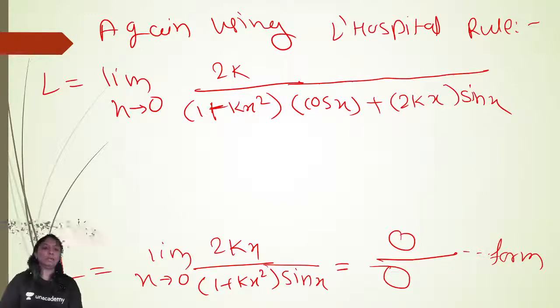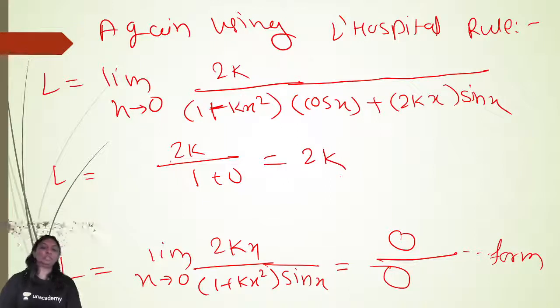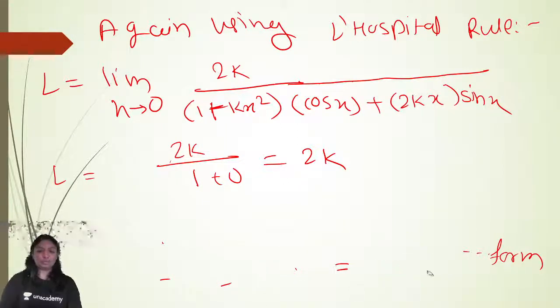Now apply limit as x tends to 0. Put x is equal to 0. So this will become 0. So 2k upon cos 0 is 1. So here is 1 plus sin 0, which is 0, and this will become 0. So 1 plus 0. So the limiting value of the given function is 2k. I hope you are getting it.